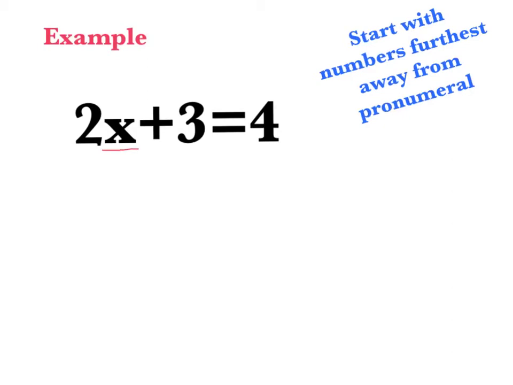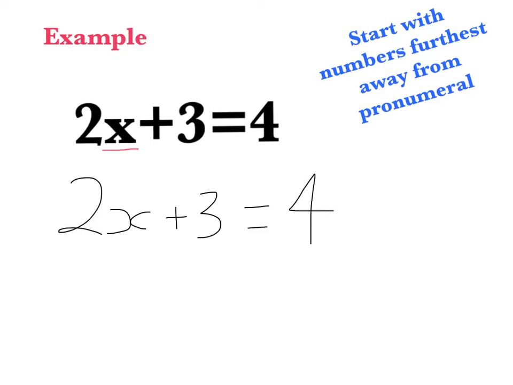I like to think of equations like a set of scales. If I take away something from my left-hand side, I have to take away from the right-hand side. If I want to add something to the left-hand side, I have to add it to the right-hand side. I'm trying to look for x, okay? In order to find x, I have to take away things that are around it. So, let's have a look at this example. I've got 2x plus 3 equals 4.